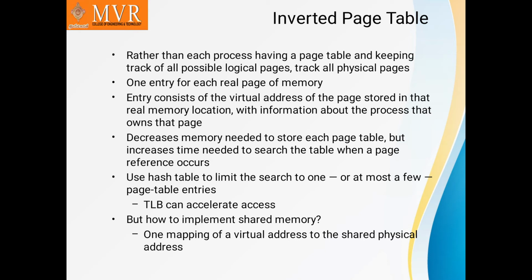So here there is one entry for each real page of memory. Each process has a page table and keeps track of all possible logical pages, and the system tracks all physical pages. An entry consists of the virtual address of the page stored in that real memory location, and a hash table is used to limit the search to one or at most a few page table entries. And the TLB can accelerate access. How to implement shared memory? It has one mapping of virtual address to shared physical address.